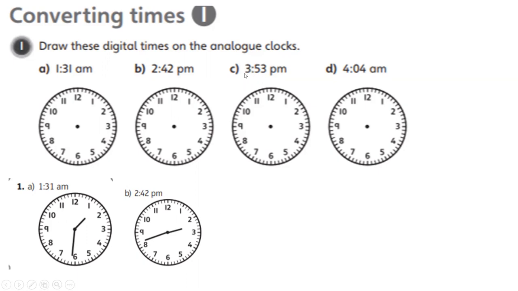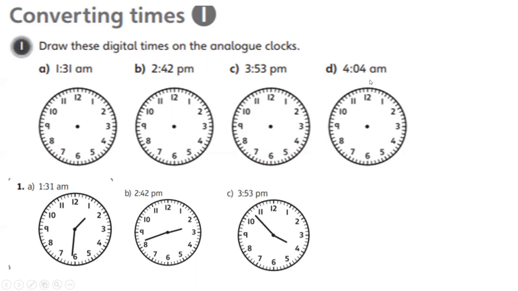So this time the hour hand is traveling between the 3 and the 4. And because it's 53 minutes past, that's telling me it's just 7 minutes until it's 4 o'clock. We know that the hour hand is going to be really close to the 4. And then 53, so if we jump, 10 lots of 5 is 50, and 3 more is going to be up here. So that's what your clock is going to look like.